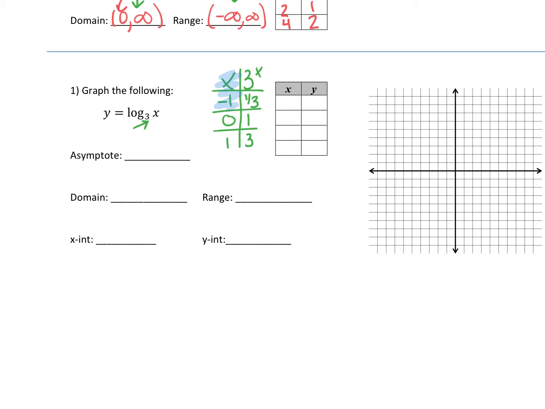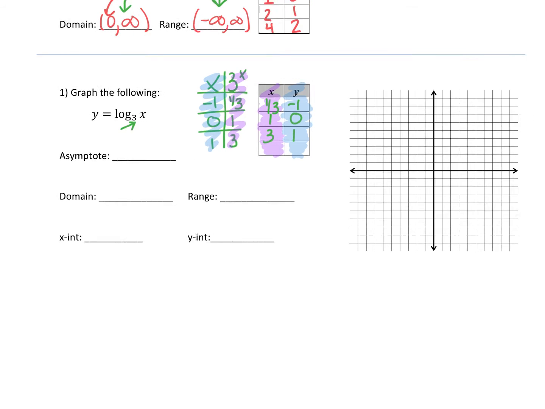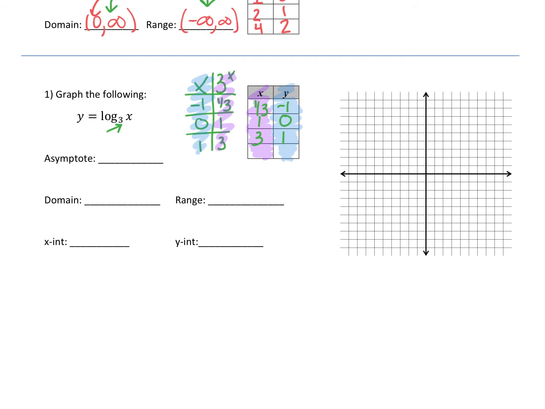Remember, my x's are going to become my y's, and my y's are going to become my x's. So I'm going to have negative 1, 0, 1 over here, and 1/3, 1, 3 over here. Now to graph this, I am going to start off at 1/3, negative 1, and then 1, 0, and then 3, 1.